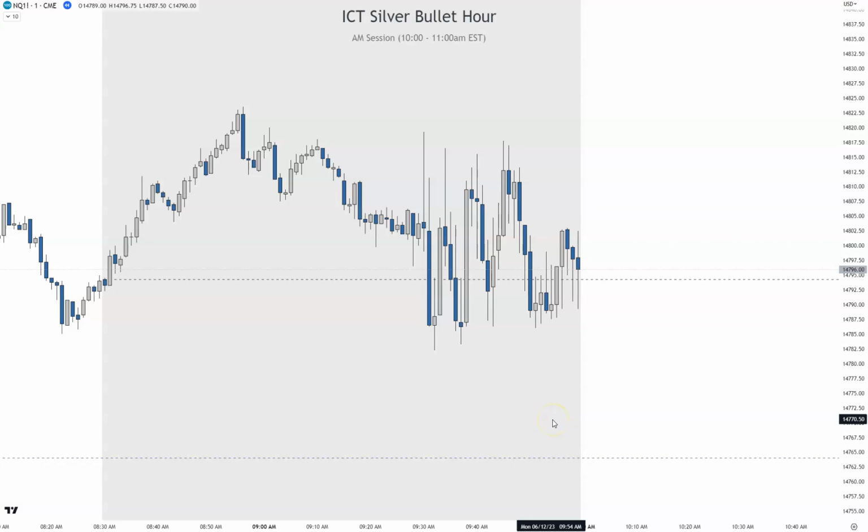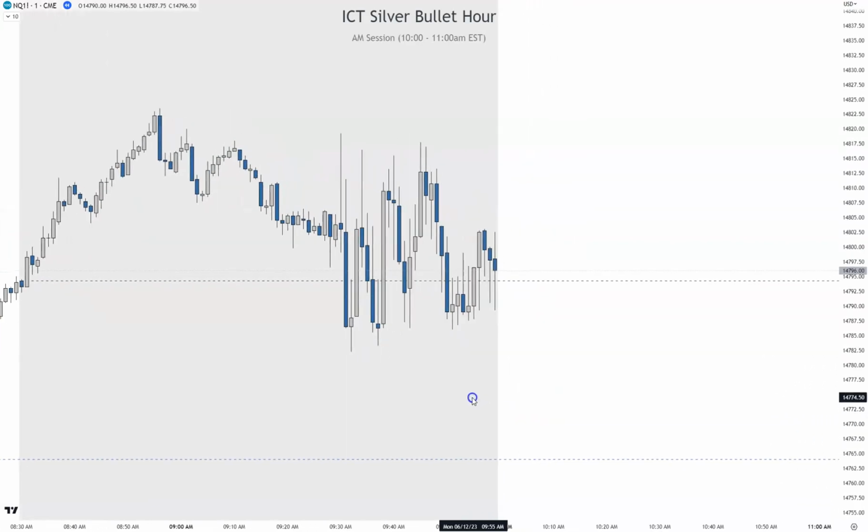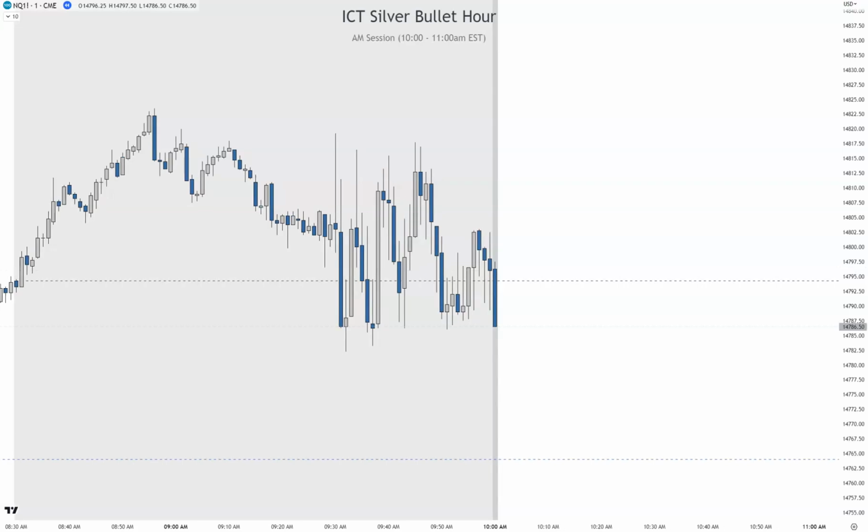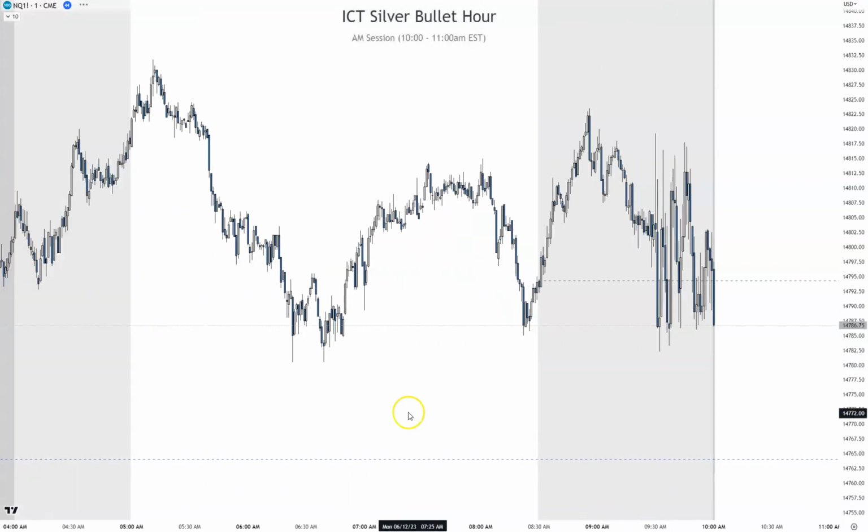Here's the AM session. When we start this session, this dark gray is going to be the start of the 10 AM. So where are we right now in price? We've got these lows here. We've got this major swing high here, another one here. And it's kind of back and forth, choppy right here. So let's see what happens.